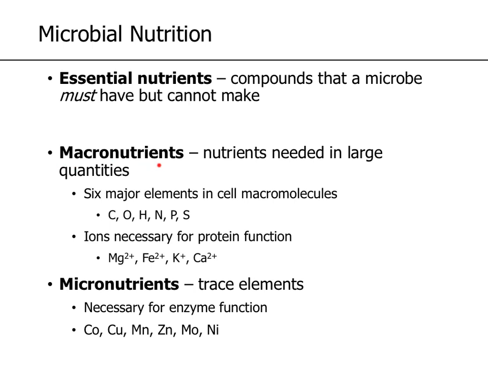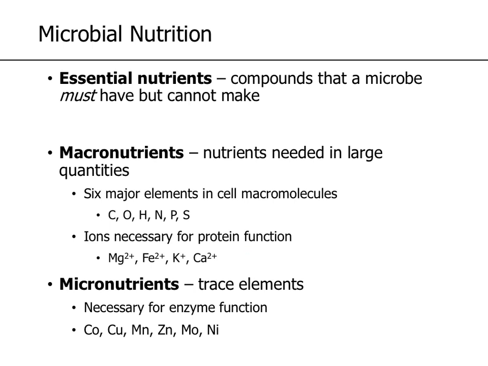The macronutrients are the ones that they need in large quantities, macro being large. These are the things that are in all of the major components of the cells, the lipid membranes, right? The amino acids, nucleic acids, those things. So those are the major elements that they need. They also include these ions here. A lot of the ions, remember, are cofactors for different proteins and enzymes to function. So these are the major ones here.